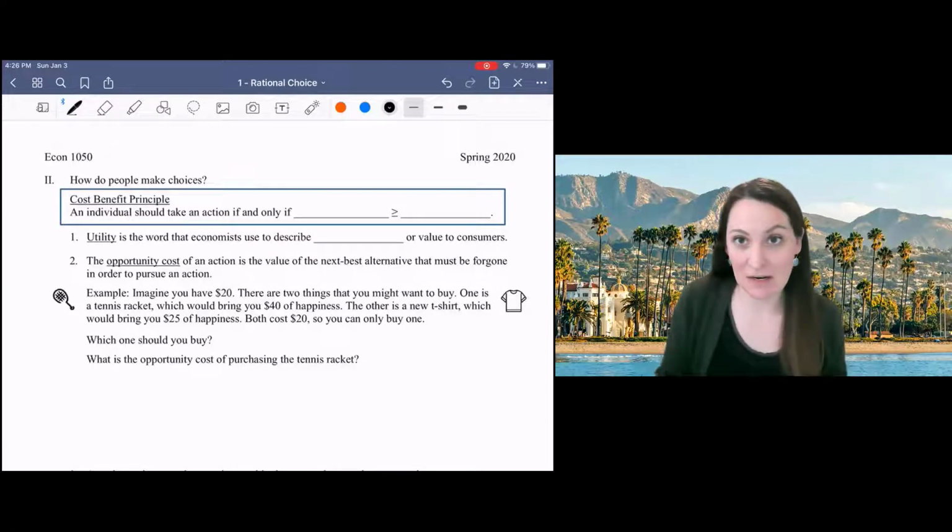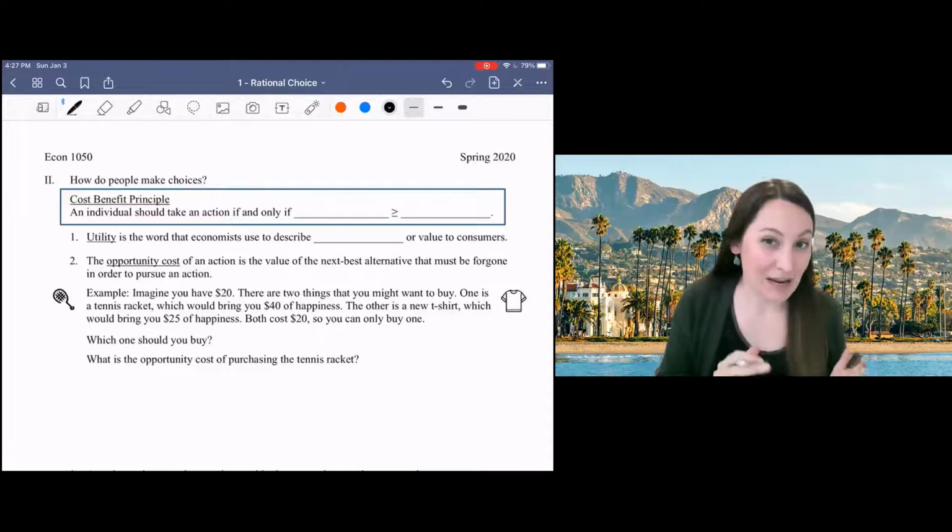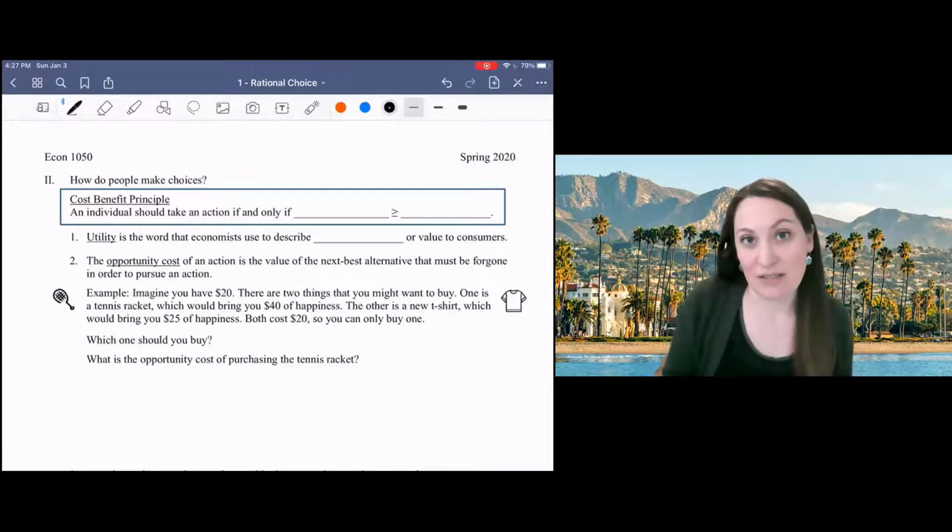So we're going to start at the very fundamental, the most fundamental level, with how do we make choices as individuals? So economists believe that rational individuals make choices by weighing the costs and the benefits, pros and cons. That's simple enough. It means that you take an action if and only if you expect the benefit of that action to be greater than the cost of that action.